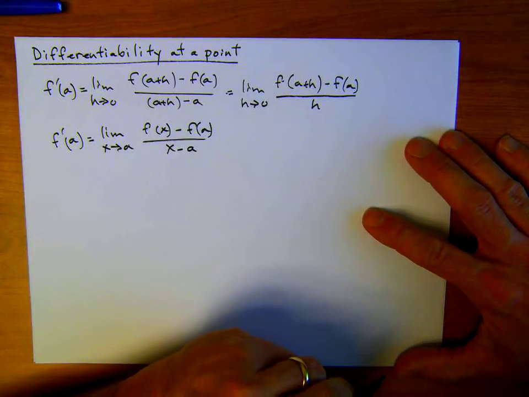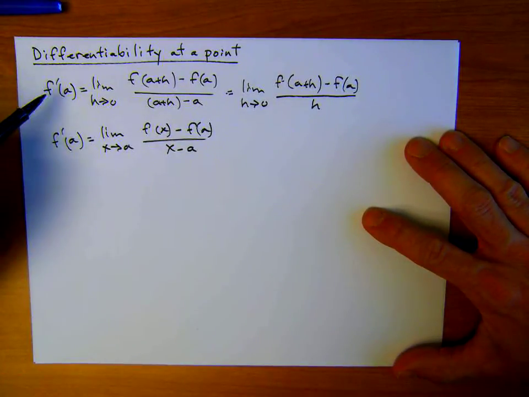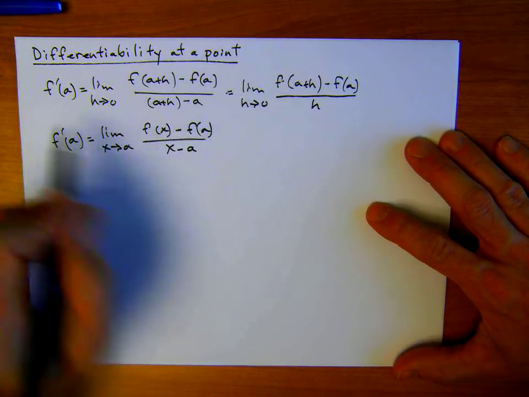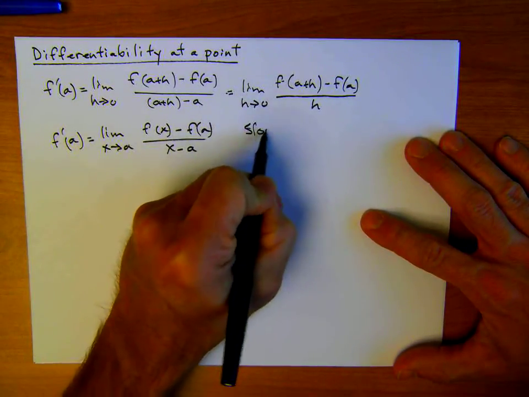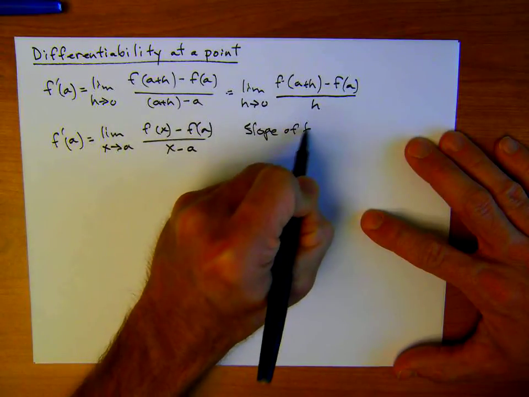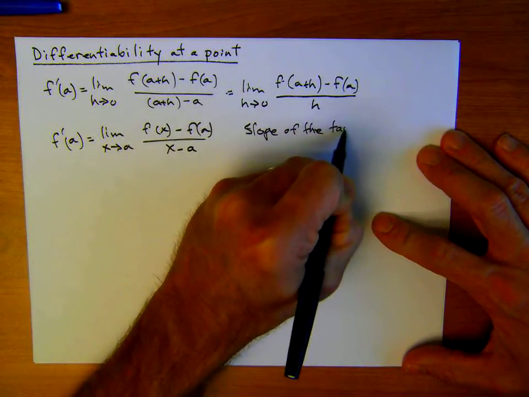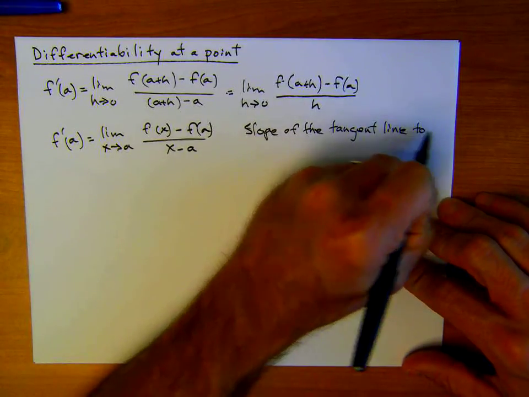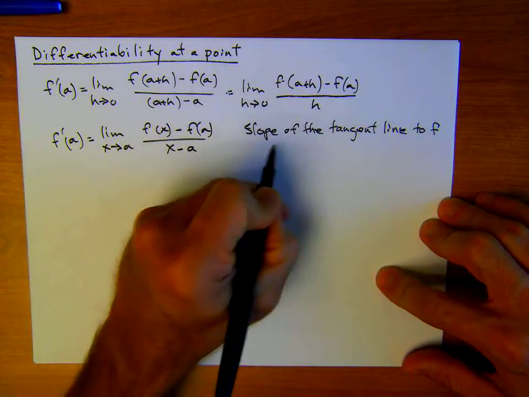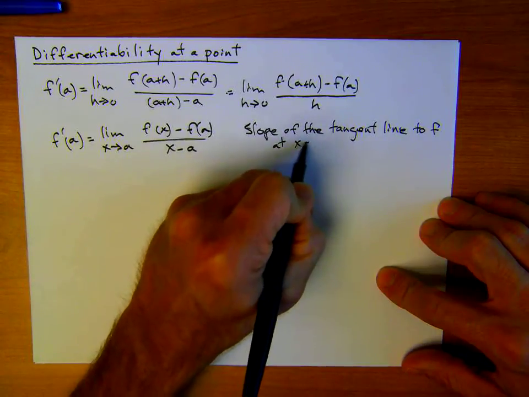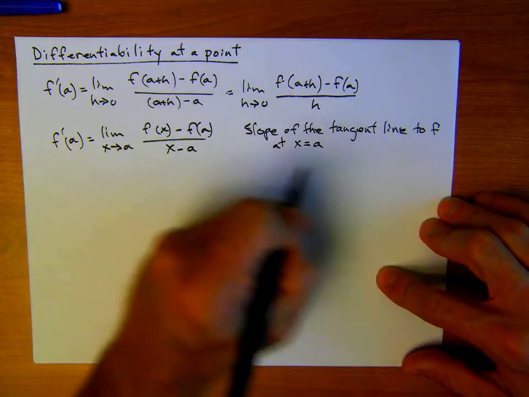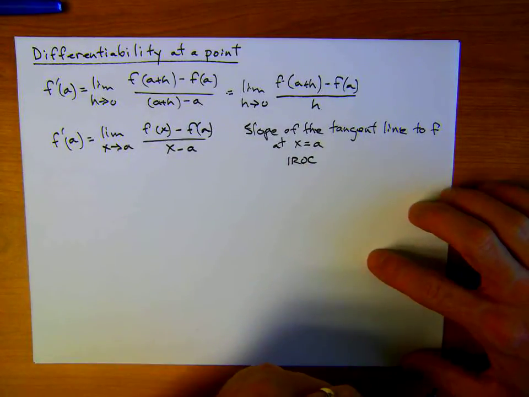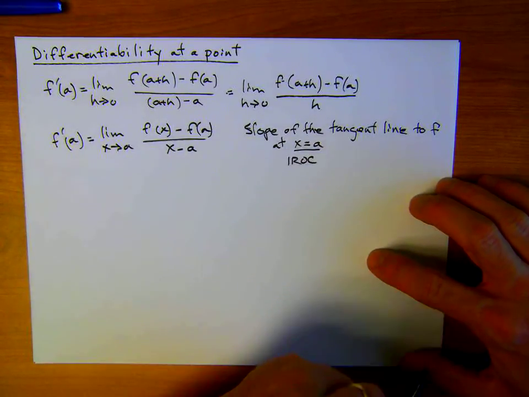Before I say the question, we also said that this was the slope of the tangent line. Which tangent line? The tangent line to f at x equals a. And then we also said it's the instantaneous rate of change at x equals a.